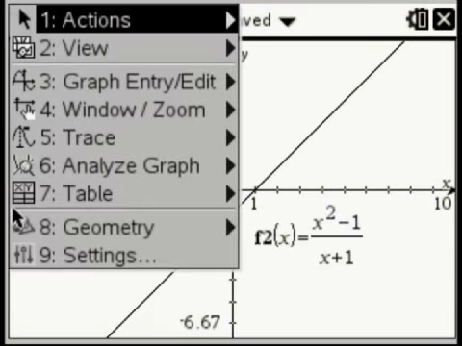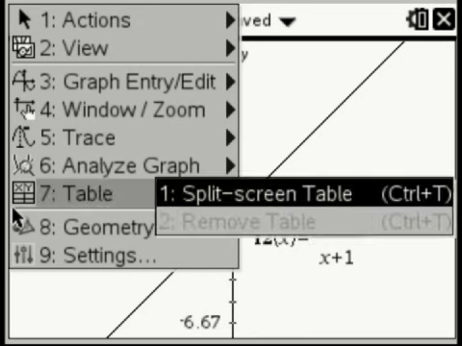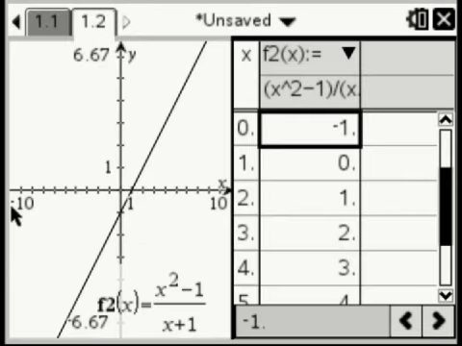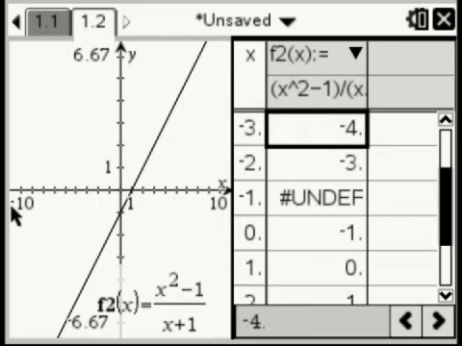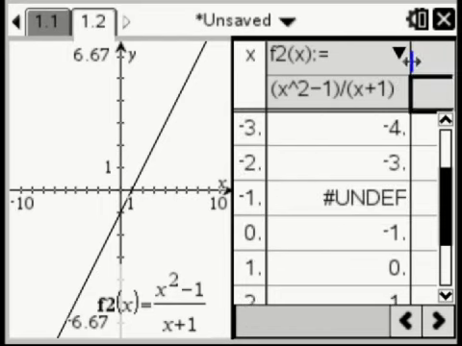This is another one of those functions that's a little deceptive looking. It looks like it's a nice, smooth, continuous function. But if we look at the table, at x equals -1, you can see there's a break. So this is an example of point discontinuity.